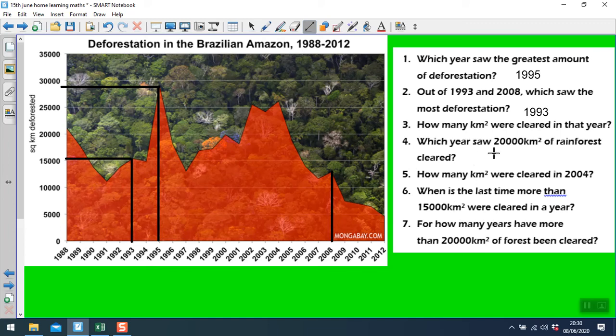Which year saw 20,000 kilometres squared of rainforest cleared? So 20,000 is here. Got to follow the line across until we meet the point, which is here. So going down, it was the year 2000 that had 20,000 kilometres squared of rainforest cleared. That's just in one rainforest, the Amazon rainforest.